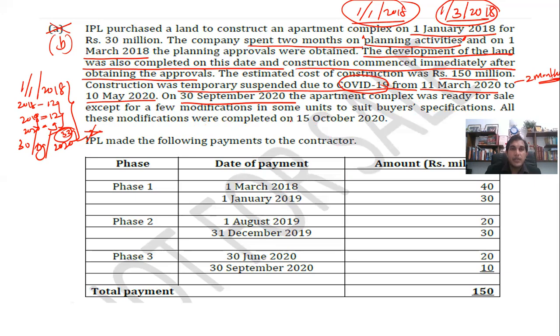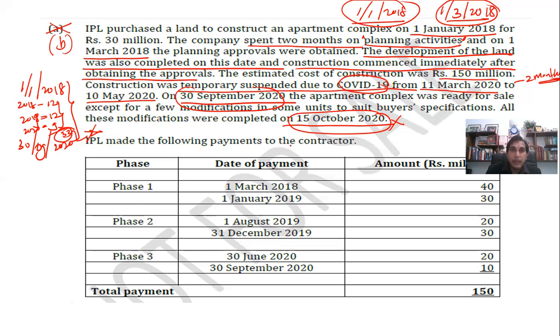All 3 modifications were completed on 15th October 20. So this date is not important as such. Why? We stopped our capitalization on 30th September 2020. Okay, let me continue reading.